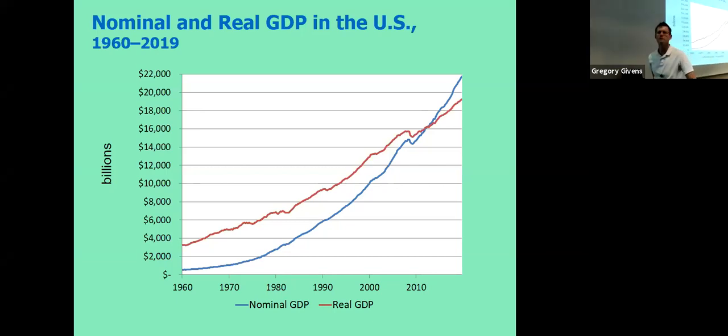A couple questions. Why is the blue line steeper than the red line? Why is nominal GDP over time steeper than real GDP?